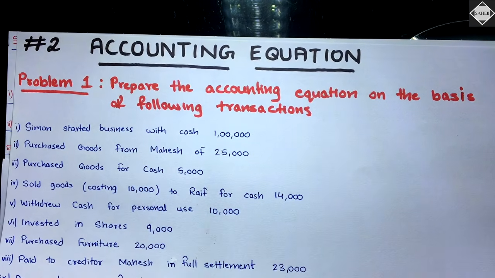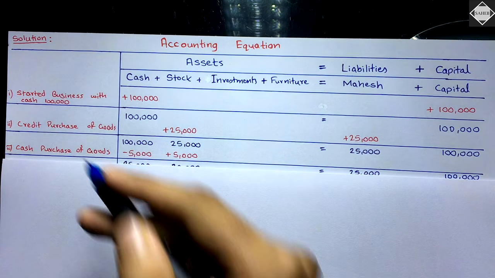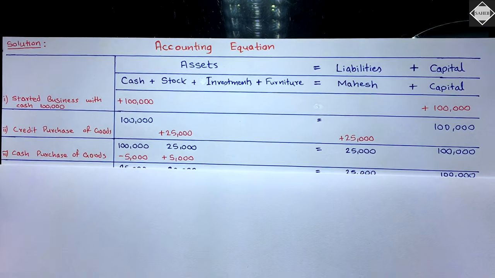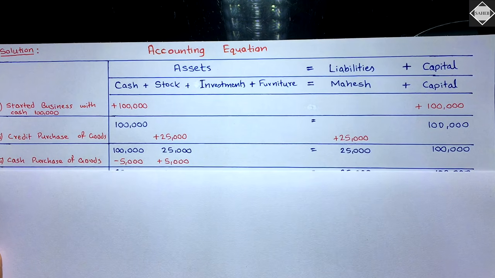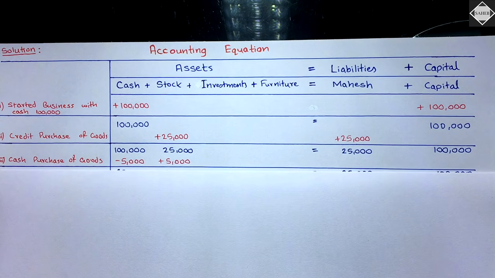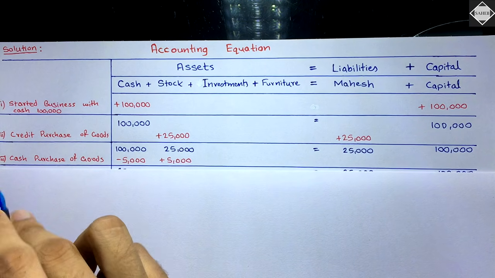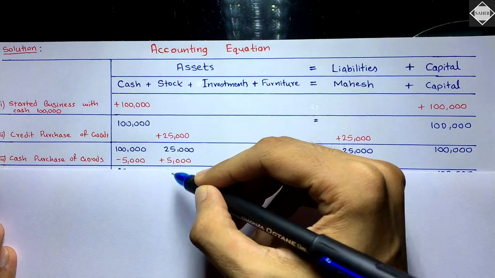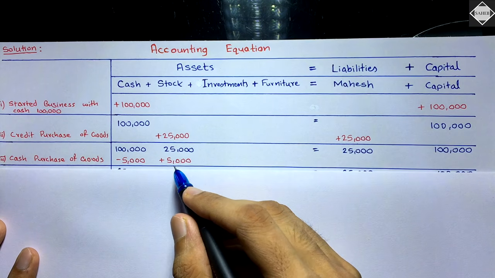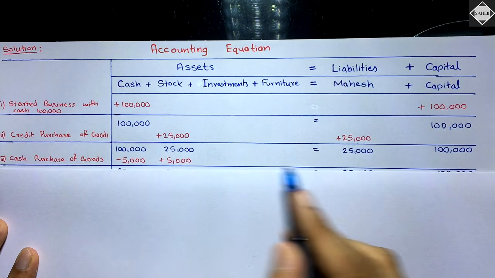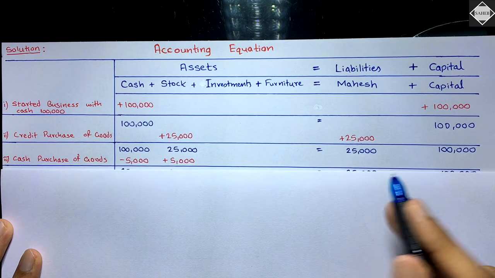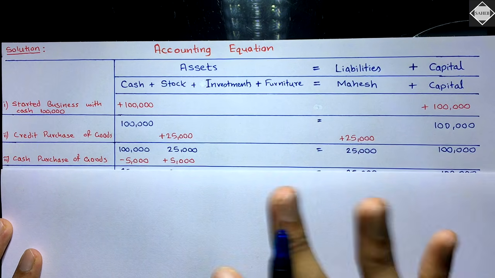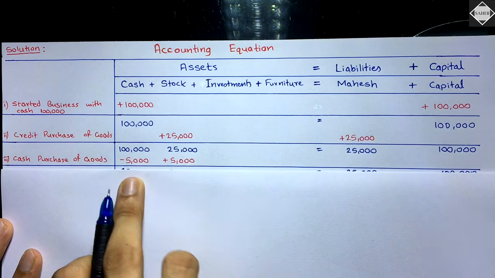Purchase goods for cash 5,000. Now here I have just written the summary, but you have to write the whole thing. Here I did not have the space properly, so I have just written the summary. So cash purchase of the goods 5,000. So what's happening because of this? Stock is increasing by 5,000, inventory, and cash is decreasing by 5,000. No change on the right hand side. In the liabilities and capital there is no change. This is nil change. Plus 5 minus 5.